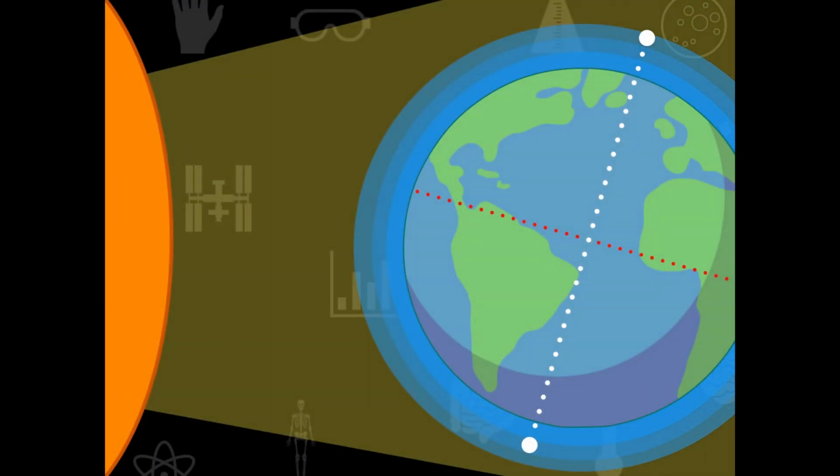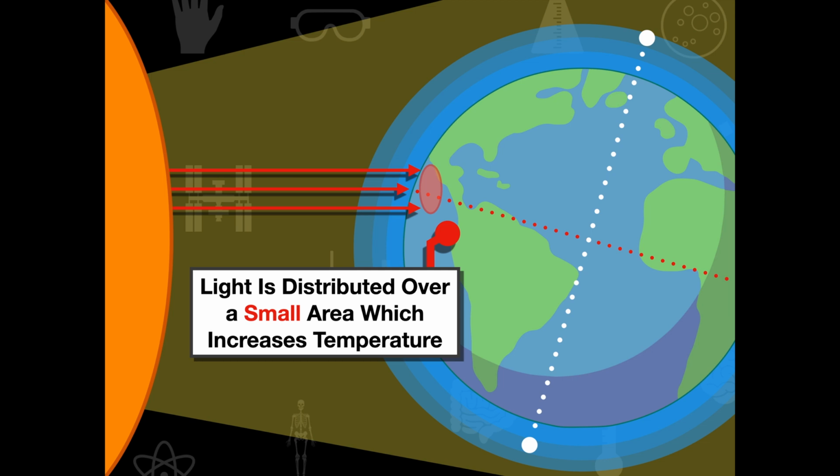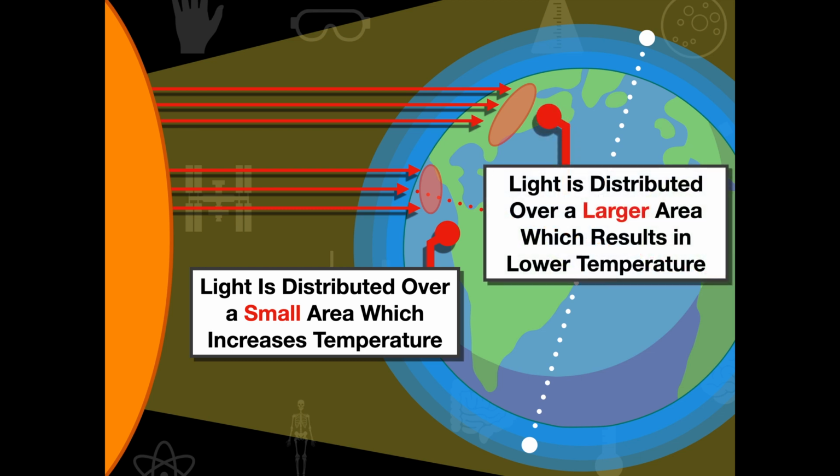So if we look at sunlight hitting the equator here, we can see that more sunlight is distributed over a small area, which increases the temperature at the equator. In the northern hemisphere, we have a larger area over which the light is dissipated. Since light is distributed over a larger area, it results in a lower temperature.